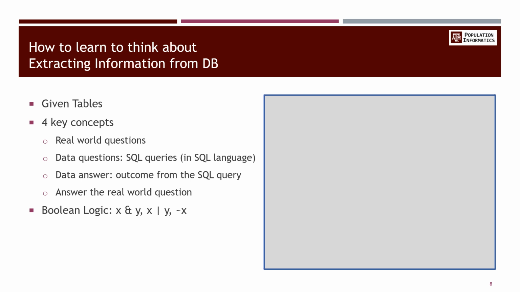To extract information from databases, there are 4 key concepts you need to understand. Given tables in a database, first, you will learn to ask real-world questions, then translate them into data questions in the form of an SQL query. The software will return the data answer in the form of results from the query formatted as tables. Finally, you should translate the results from the query into a real-world answer for the real-world question you asked. In addition, you will have to learn Boolean logic, that is, and, or, not, in order to write good queries.